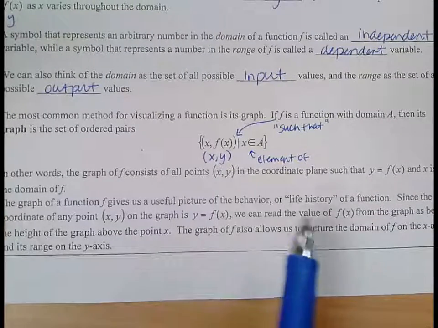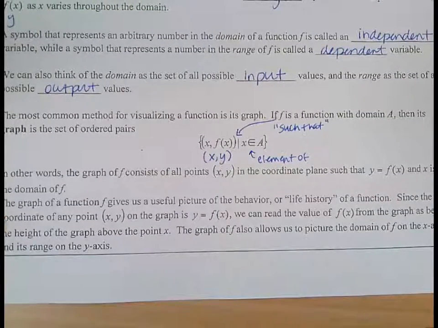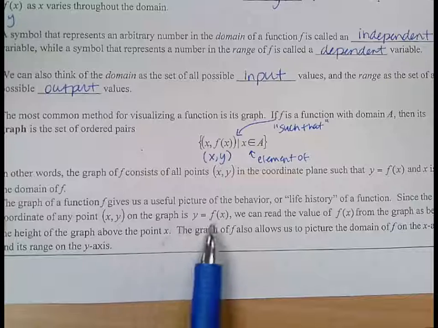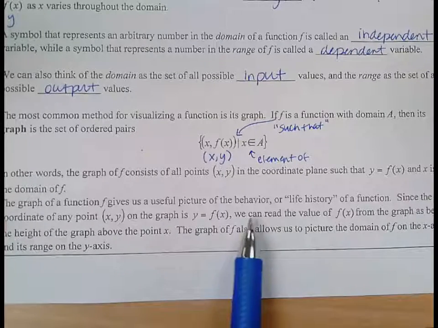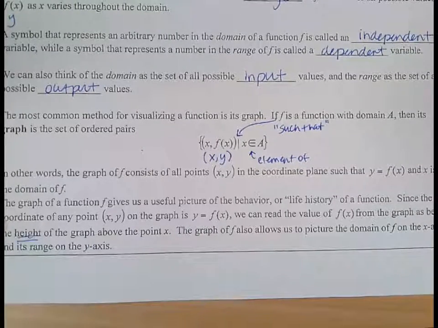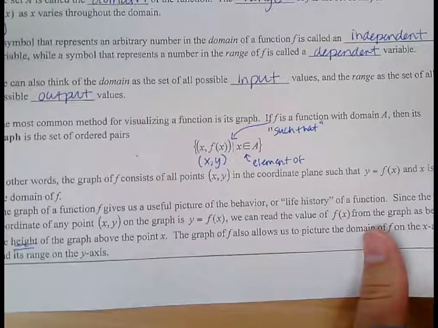I know this can be wordy, but the graph gives us a useful picture of the behavior of a function. It says in here, since the y-coordinate of any point on the graph is equal to the function value, we can read the value of f of x from the graph as being the height of the graph above the point x. So perhaps not right away, but at points in this class, there are times where you might be looking for the height of a function, and that's just the y value at any given x value. But like I said, the graph gives us a nice picture of the function.